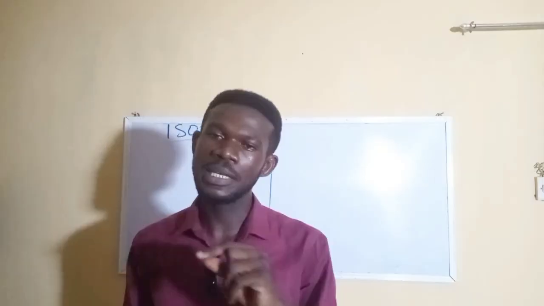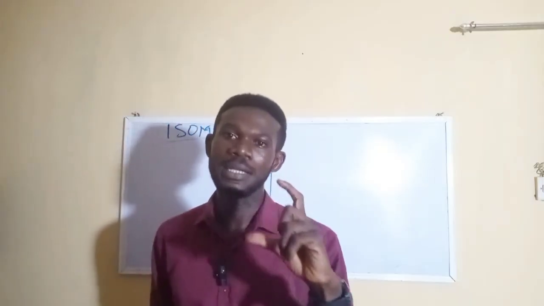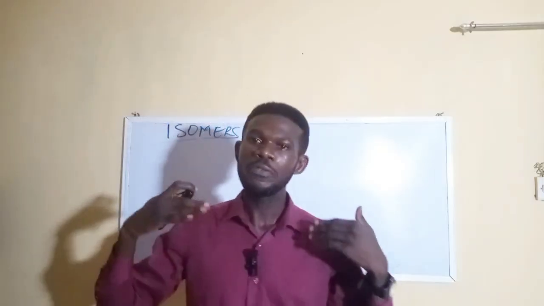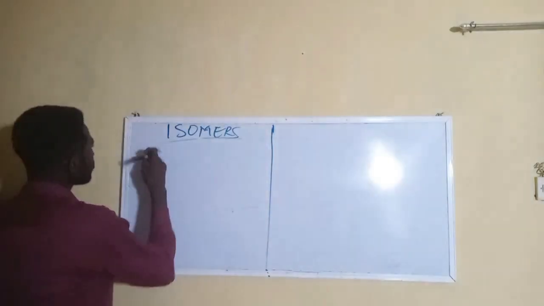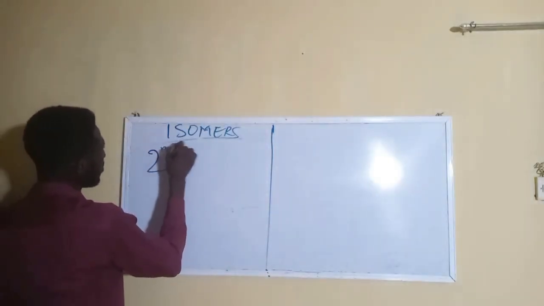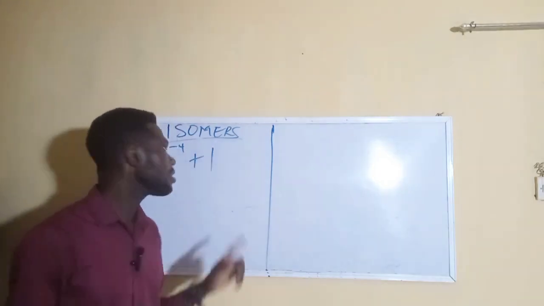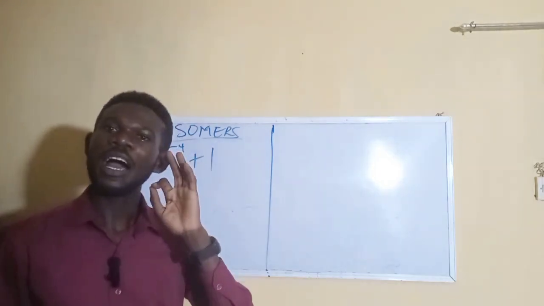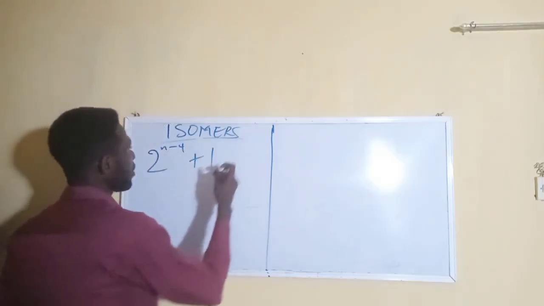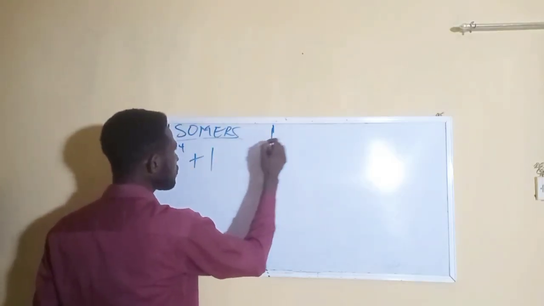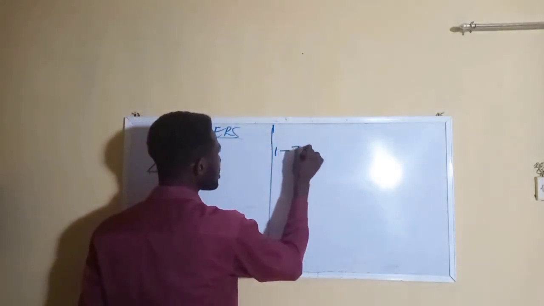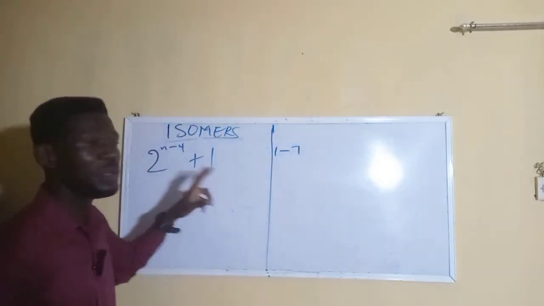First, let's start with alkanes. If you have to carry out the calculation for alkanes, how would you do that? The formula used is 2 raised to power (n minus 4) plus 1. But this is applicable for alkanes with carbon atoms ranging from 1 to 7. That is where this is applicable.